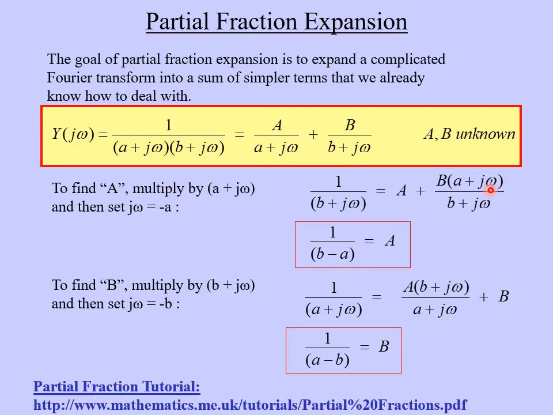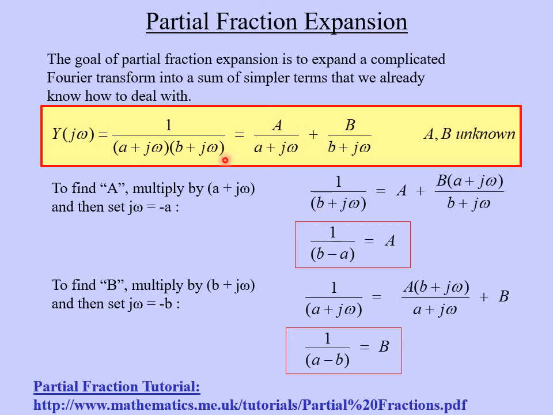If we set j omega equal to negative a over here, we have to set j omega equal to negative a on the left side. So the left side just becomes 1 over (b minus a). And then the right side, of course, we have solved for uppercase A, and there is our result. So depending on what these numbers b and a are, this will give us the coefficient of the partial fraction expansion, the coefficient uppercase A.